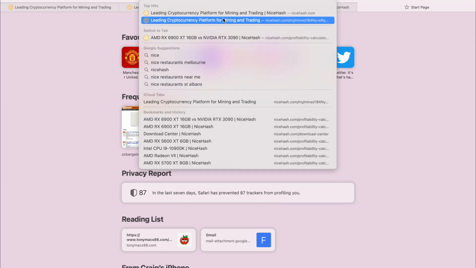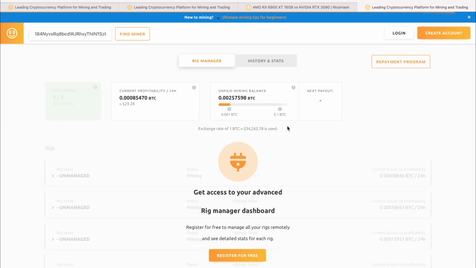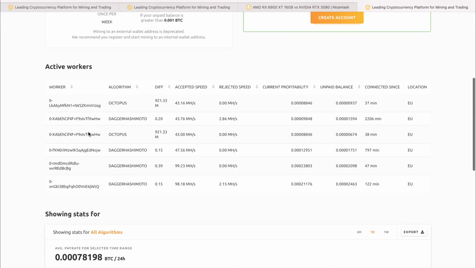And every single graphics card in my house is on at the moment. So I'll just put them all on. It's telling me I'm going to make $900 a month, $200 a week, and $10,000 a year. That's with every graphics card on. So that's two 2070s, 6800, 6900, and RTX 3090.